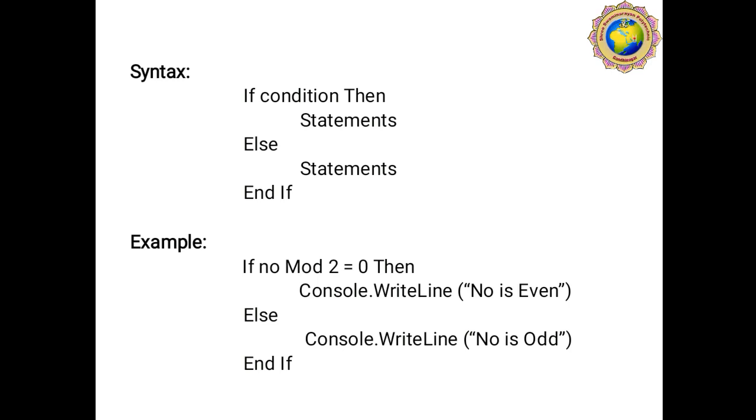So that depends on the condition. If number mod 2 = 0, then console.WriteLine gives the answer number is even. But if the number mod 2 = 1, then the else portion is active for execution and gives the output that the number is odd. Okay, and then end if.